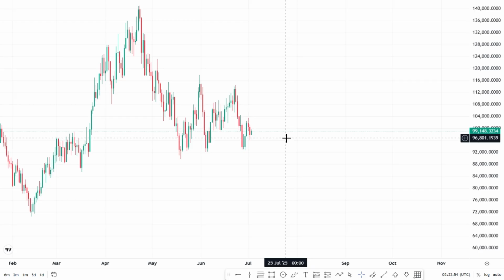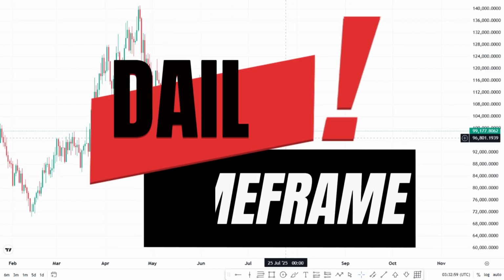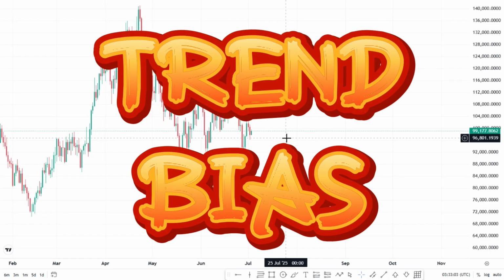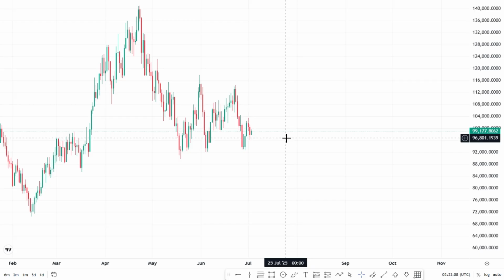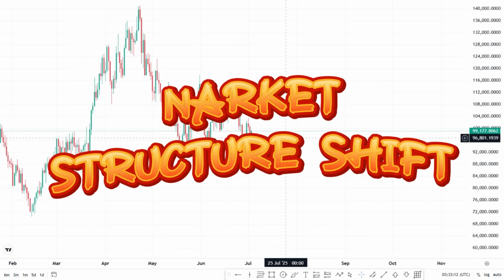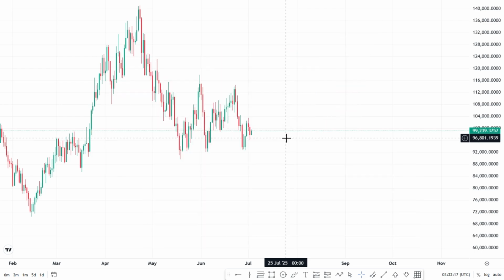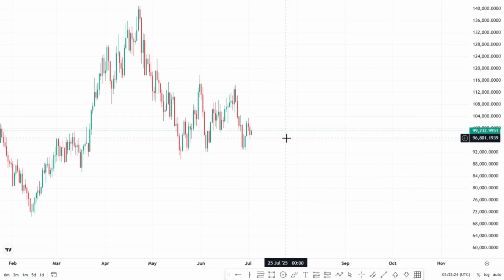First, whenever I open my chart, I look at key levels on a higher time frame. I use the daily time frame for key levels. The second thing I look for is trend bias, and I do this on the 4 hours time frame. The third thing is I look for double break of structure or market structure shift on the 30 minutes time frame, which is my entry time frame. After I've discovered this, I'll then look for my entry, maybe using candlesticks or any pattern that is forming within the zone.